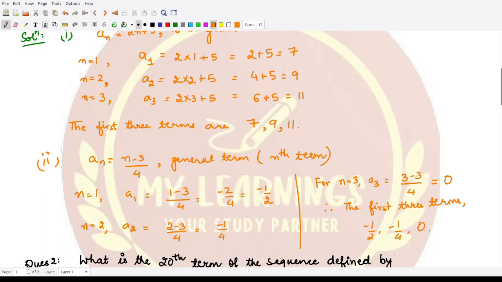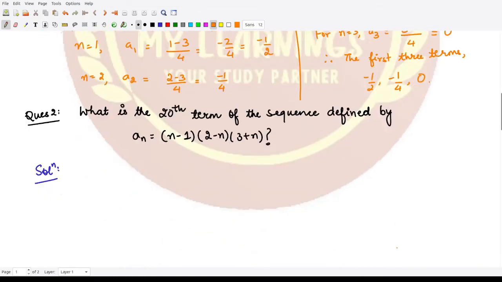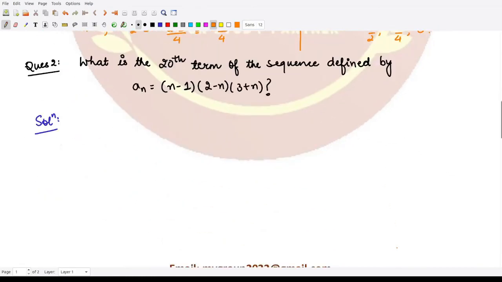So this is your answer. Now let's move on to the second question here. The second question asks us to find the 20th term of the sequence where the nth term is defined like this.